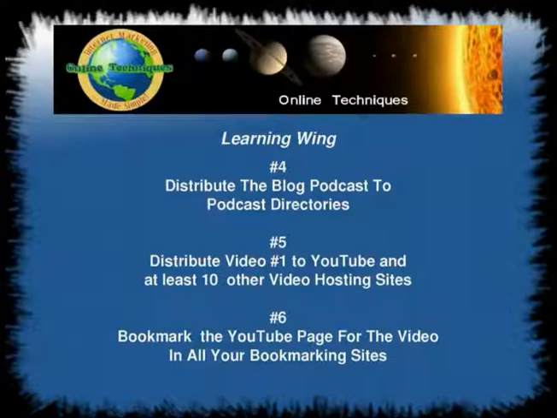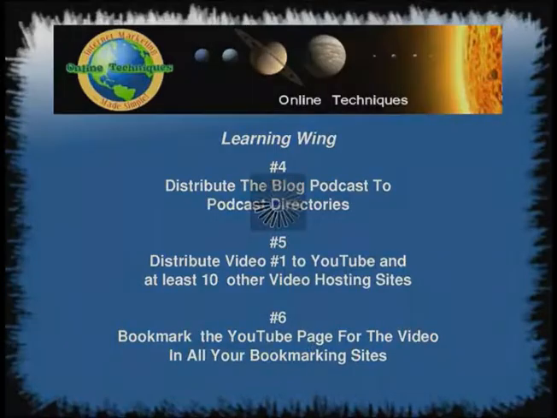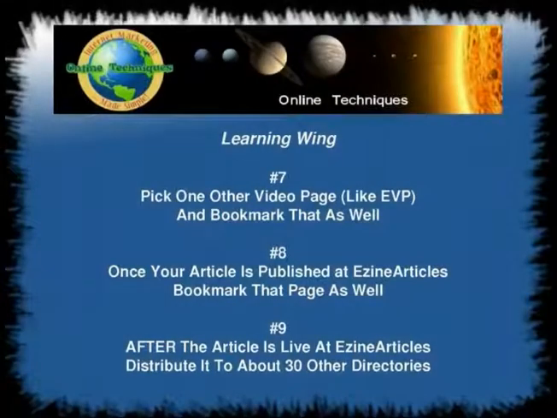Then distribute the blog podcast to podcast directories. Then distribute video number 1 to YouTube and maybe 10 other video hosting sites. And then bookmark the YouTube page for the video in those 40 sites. Okay? If you're going to do 10 video sites, you don't have to bookmark all 10. But you might want to do the YouTube one because that's the most highly ranked, and have it be in those 40 sites. Then pick one other video page, like Easy Video Producer, and bookmark that one as well.